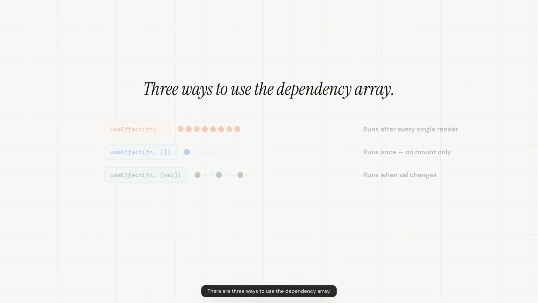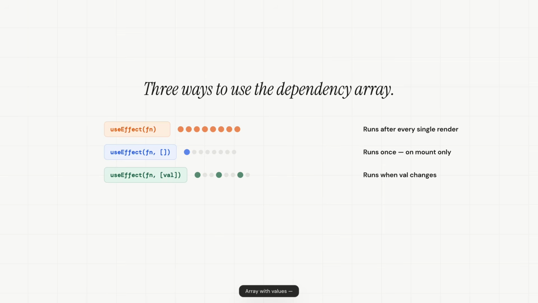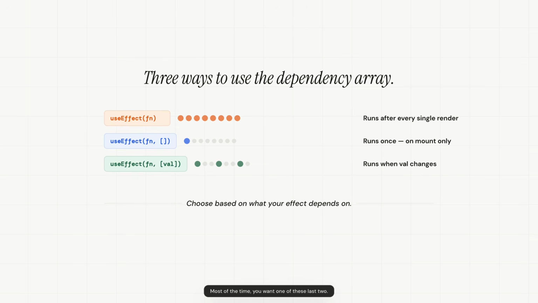There are 3 ways to use the dependency array. No array at all. Effect runs after every single render. Empty array. Effect runs once, right after the component first appears on screen. Array with values. Effect runs whenever those specific values change. Most of the time, you want one of these last 2. Choose based on what your effect depends on.